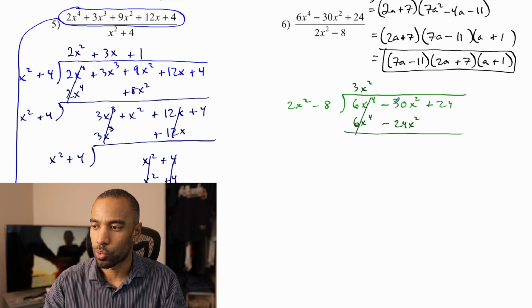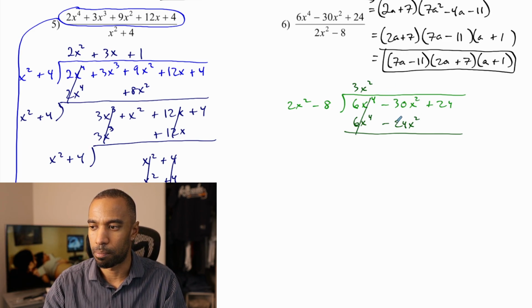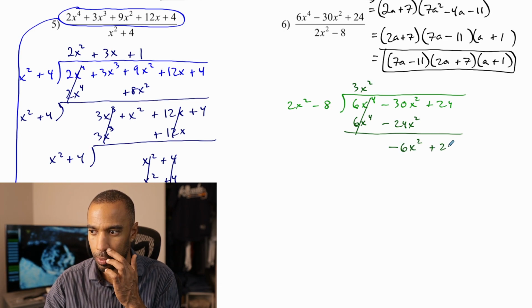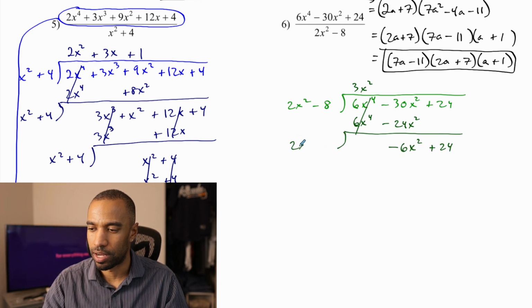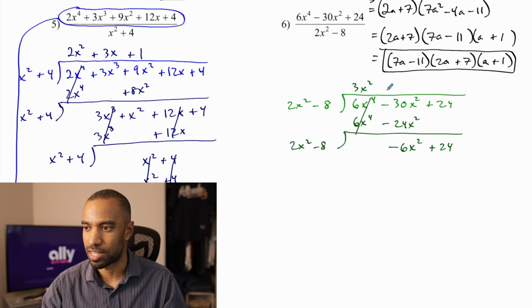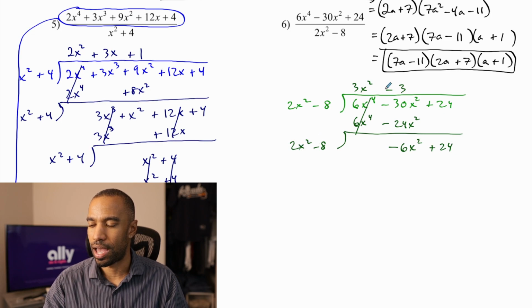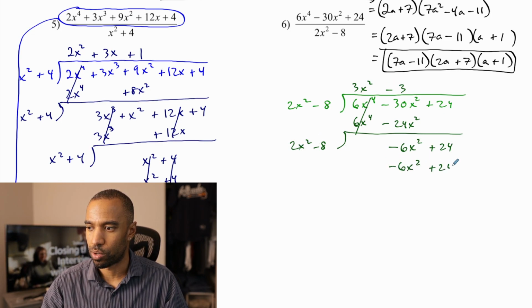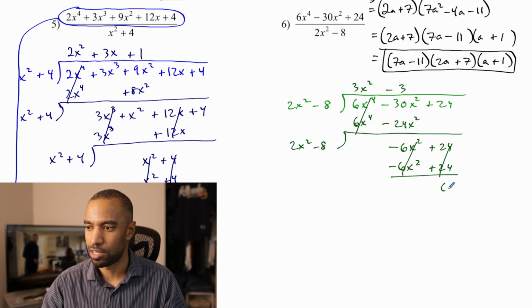Anyway, these will cancel right here, and negative 30x squared minus negative 24x squared is negative 6x squared, and I have plus 24 right there. Then let's divide again. 2x squared minus 8, and 2x squared goes into negative 6x squared negative 3 times. 2x squared times negative 3 is negative 6x squared. Negative 8 times negative 3 is positive 24, and we end up getting 0.